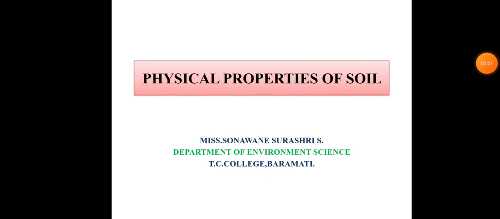Hello students, this is our paper EVS-1101 Fundamentals of Environment Science. In the first lecture we will discuss our Unit 4, that means the lithosphere: types of rocks, the process of soil formation, weathering, soil profile, and factors affecting soil formation.